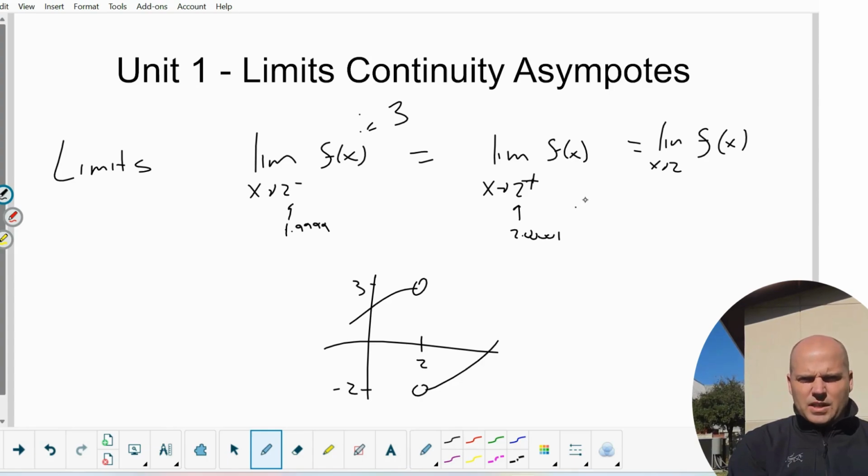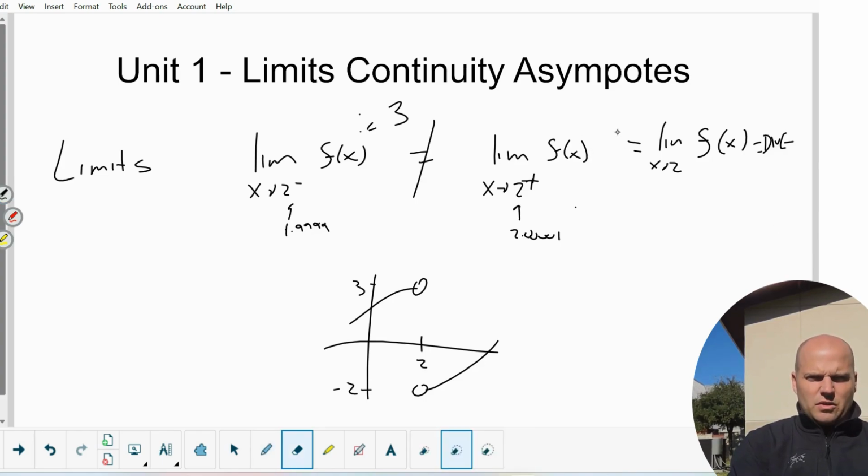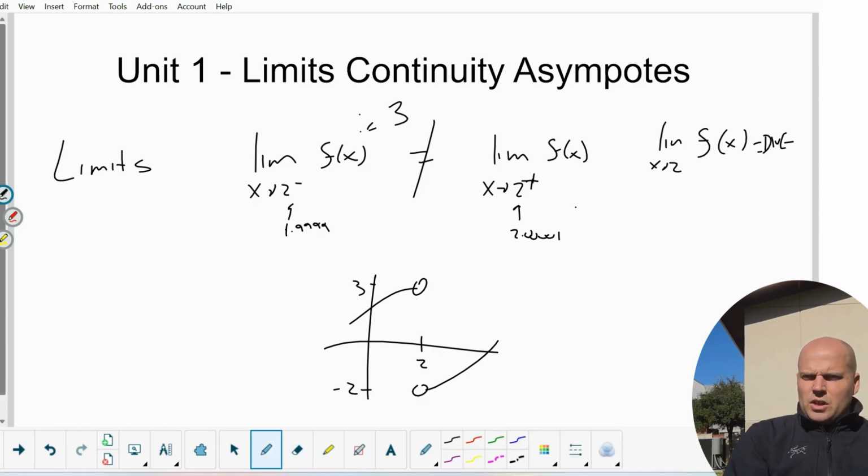If the left-hand limit doesn't equal the right-hand limit, then we say the limit in general does not exist. So this does not equal that, which means the limit in general does not exist. Limits don't exist at jumps or vertical asymptotes.